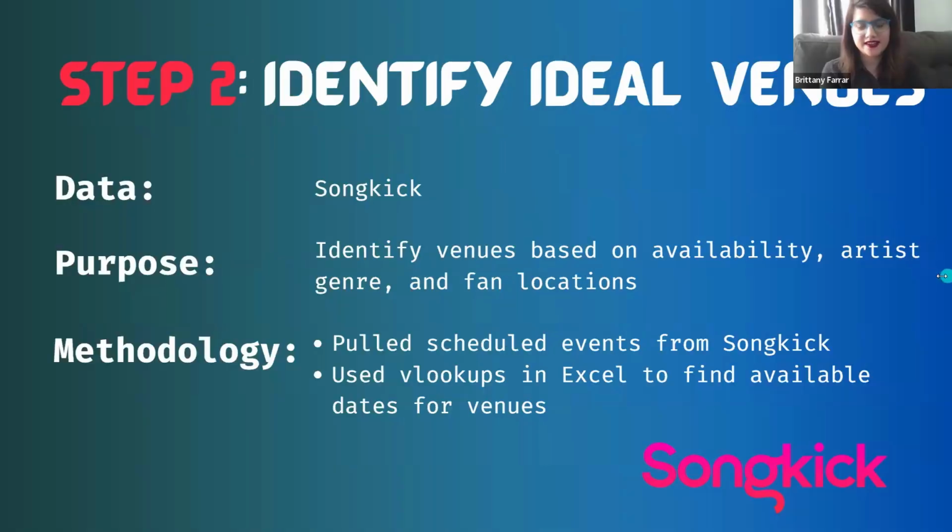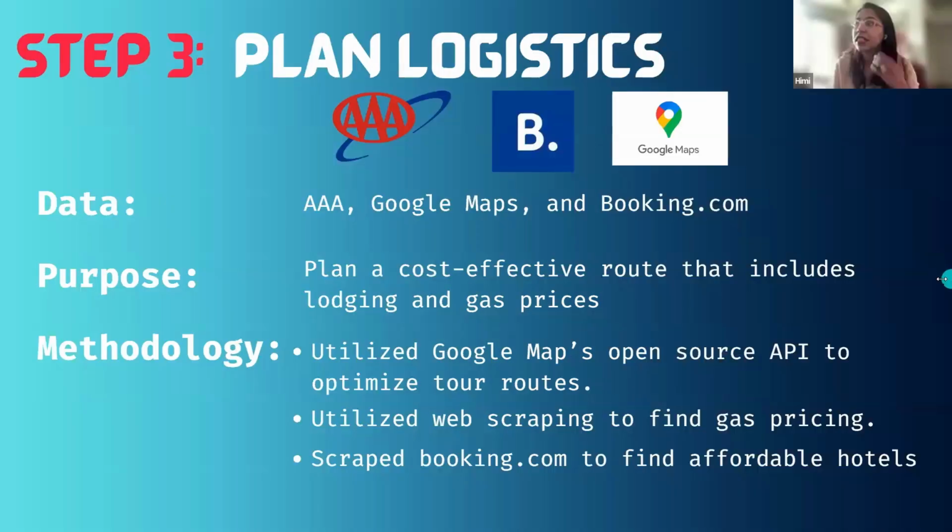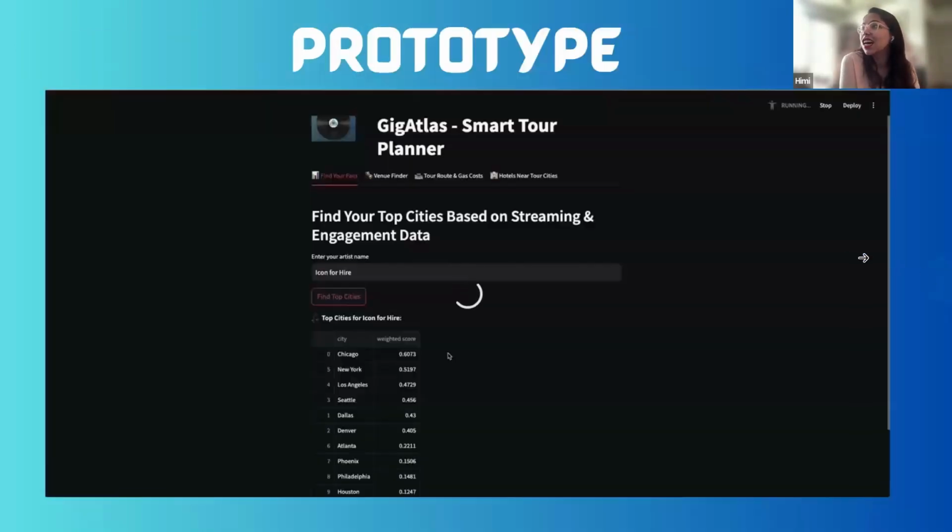Our next step is to identify the ideal venues. And to do this, we use Songkick, the file that was presented to us, and used various VLOOKUPs to find the top 10 cities for our artist as well as their availability, so that we could then plug that into our Streamlit. The next step is obviously the plan logistics. In the next slide, we have a demo of what our app looks like. If we could move on to that as I talk about this.